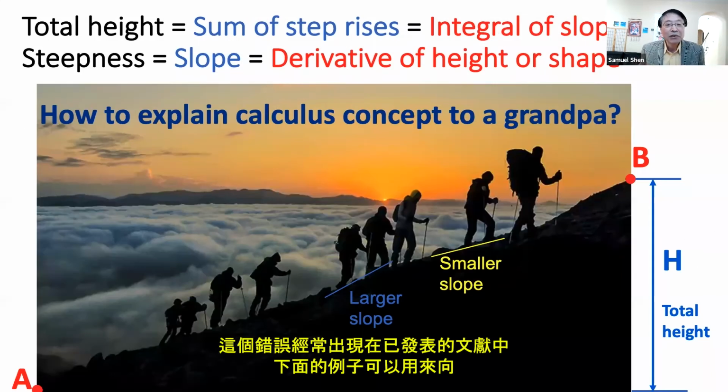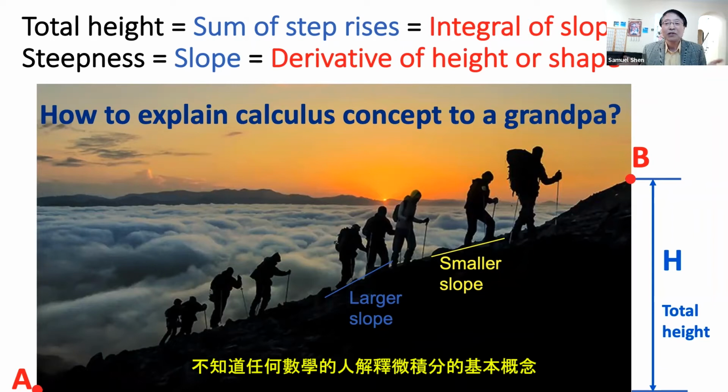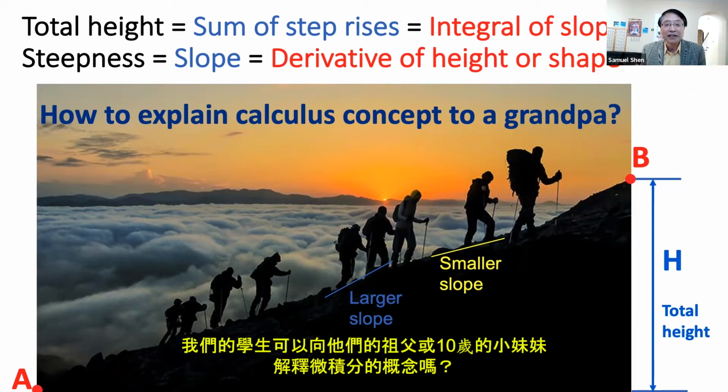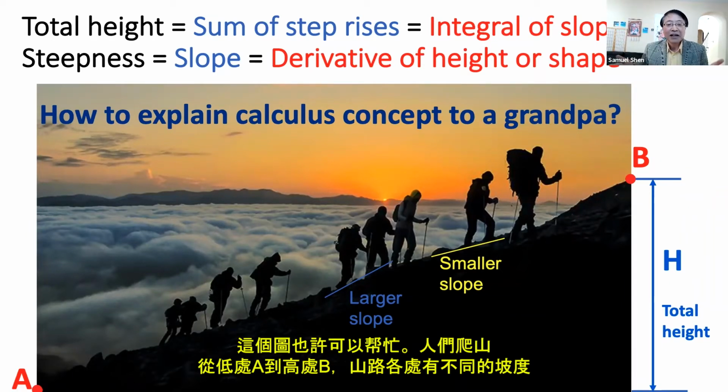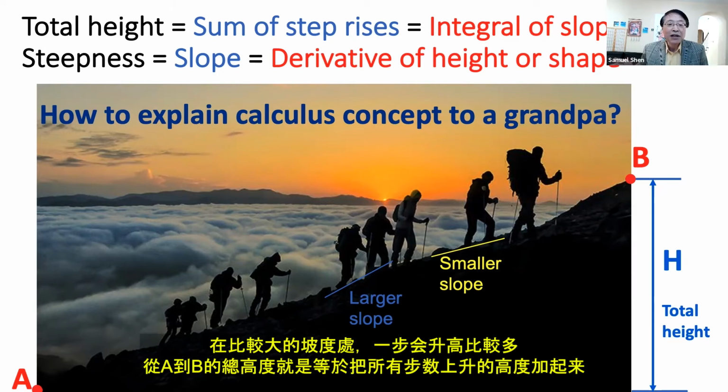This is an example to explain the basic ideas of calculus to somebody who does not know anything about mathematics. Can our students explain the calculus ideas to their grandpa or a 10-year-old sister? This figure might help. People climb a mountain from A to B, and the road has different slopes. A step rises more at a location of a larger slope, and the total height from A to B is equal to the sum of all the rises of the steps.